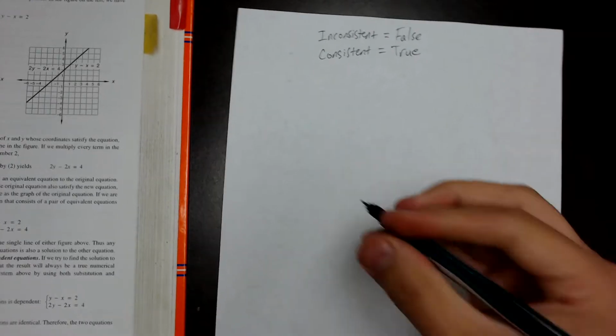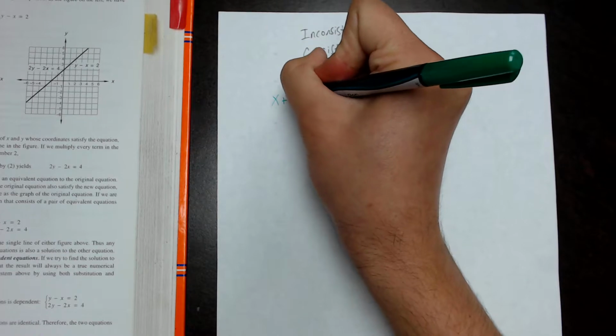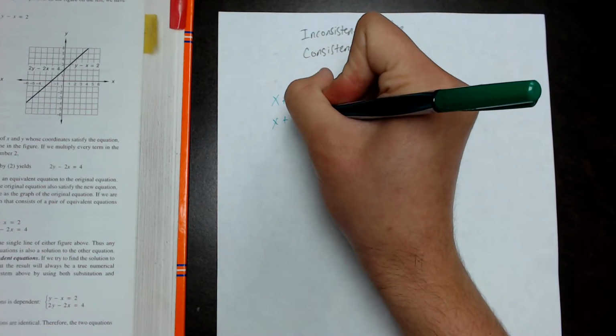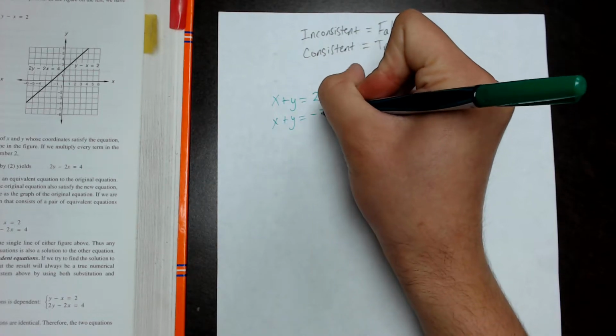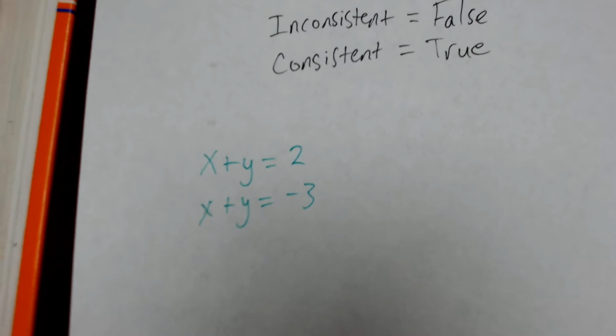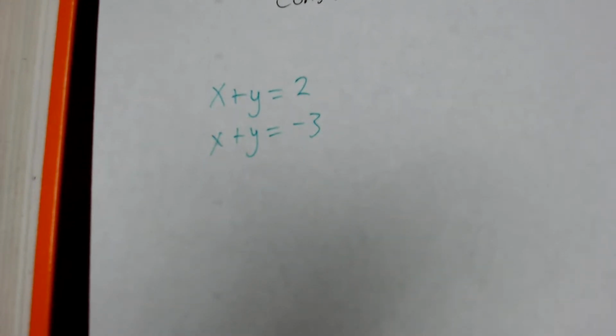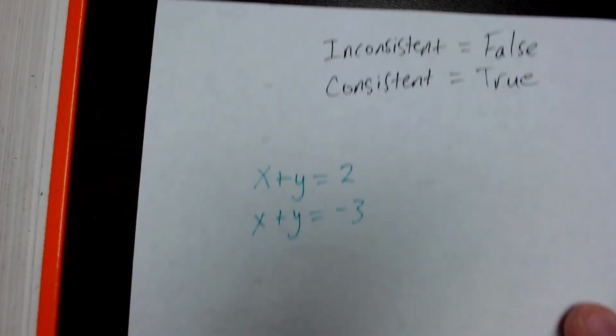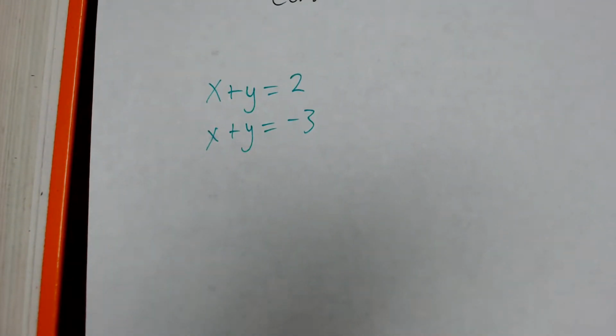So let's say we have x plus y is equal to 2, and then x plus y is equal to -3. And we have to find out whether or not these two equations are inconsistent or consistent. Now remember, I said inconsistent or false, consistent or true. So we'll use substitution or elimination to solve for these equations and find out whether or not they fall into the category of false or true.